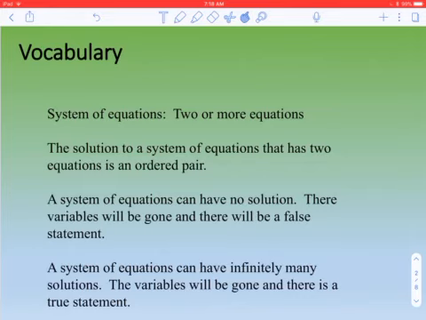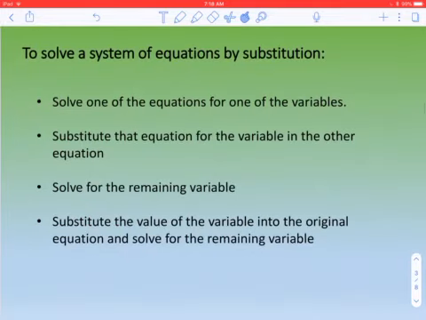You can have no solution, just like when we graphed we had parallel lines. If we have no solution for today, the variables will cancel each other out, and then we're going to get a false statement, something like 2 is equal to 5. A system of equations can also have infinitely many solutions. Again, the variables will have disappeared, and we're going to end up with a true statement. So we're going to do one of every problem.